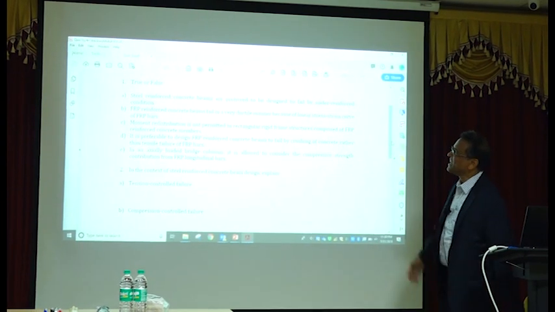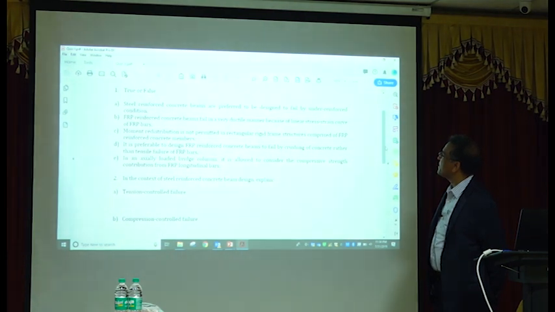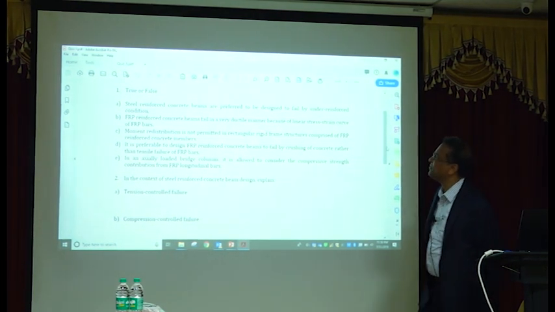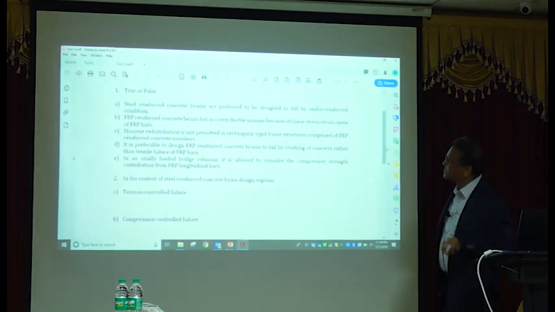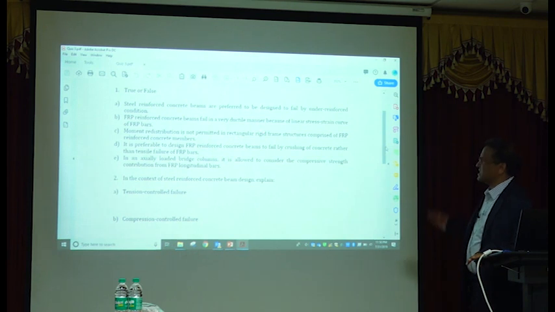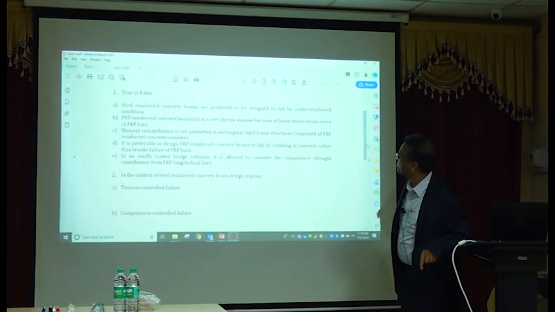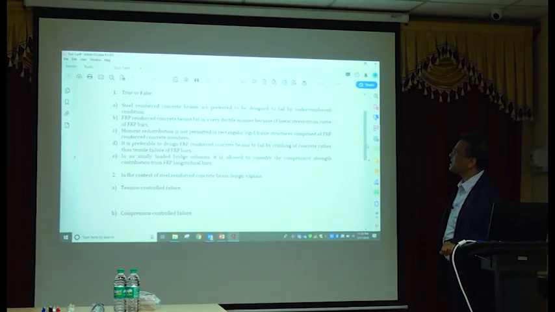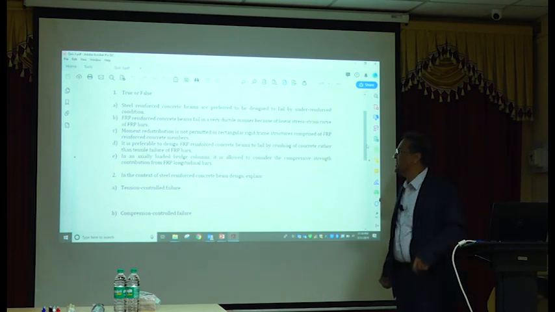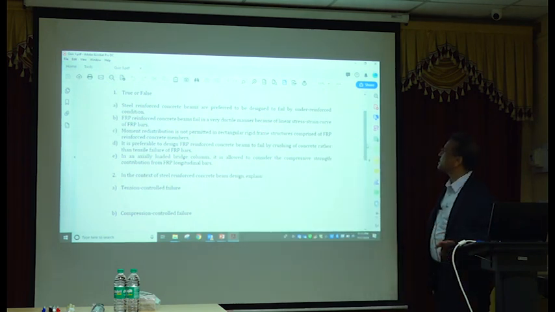Number 2, FRP reinforced concrete beams fail in a very ductile manner because of the linear stress-strain. Thank you. We already talked about moment redistribution. Moment redistribution is not permitted in FRP reinforced concrete structures. Yes, very good. It's preferable to design FRP reinforced concrete beams to fail by crushing of concrete rather than tensile rupture. True. In axially loaded bridge columns, it is allowed to consider compressive strength contribution from FRP longitudinal bars. No.